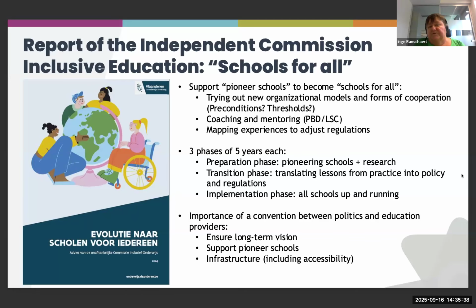There is an importance of a convention between political parties, because within 4 years we have new elections, and if new political persons come in who have to work on education, we need to be sure that we can continue the work of going from a two-track system to one inclusive system.